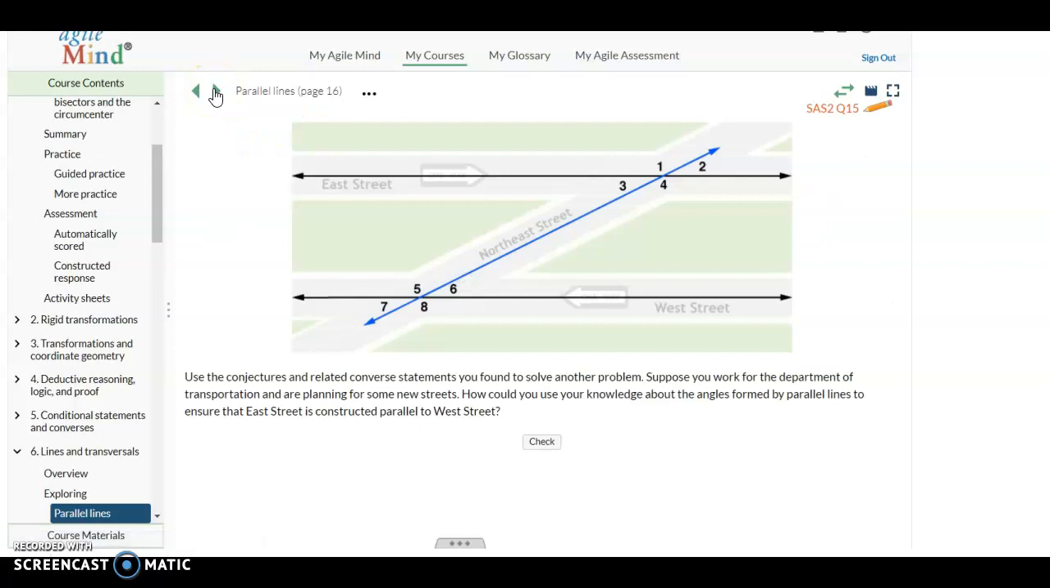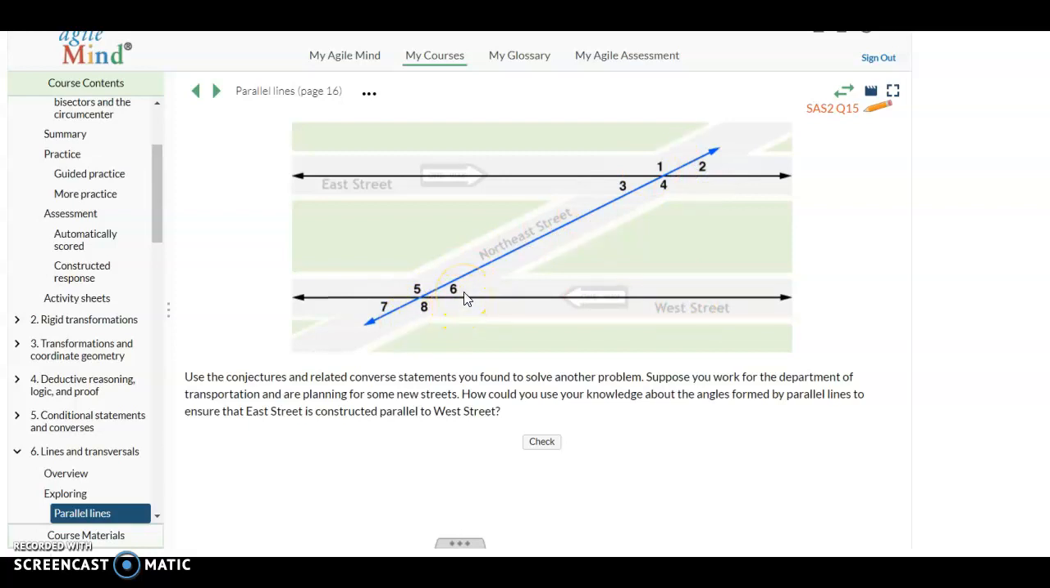If we look at our final question on the notes, number 7, it tells us to use our conjectures, which we've proven many of them, so they're really theorems at this time, and the related converse statements to solve this problem. It says, suppose you work for the Department of Transportation and you're planning for some new streets. How could you use your knowledge about the angles formed by parallel lines to ensure that East Street is parallel to West Street? And again, there's lots of different ways that I could go about saying that I could prove East Street and West Street are parallel using special relations.